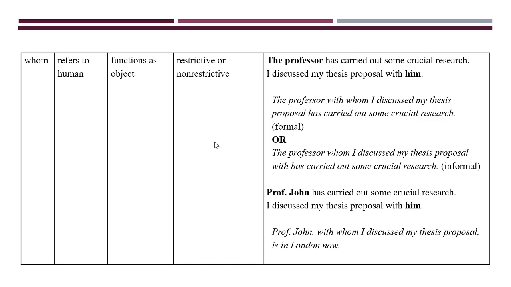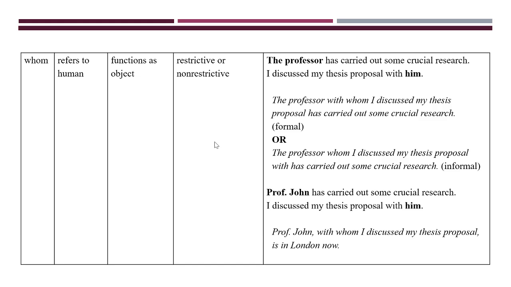Now those two sentences can be combined into only one complex sentence, that is, the professor with whom I discussed my thesis proposal has carried out some crucial research. Or the professor whom I discussed my thesis proposal with has carried out some crucial research. The first combination is a formal one, the second one is an informal one.